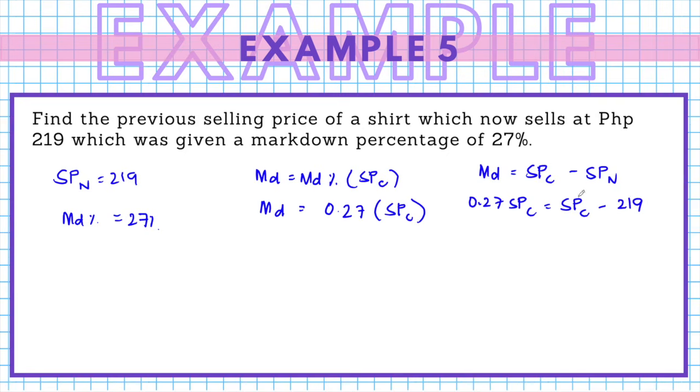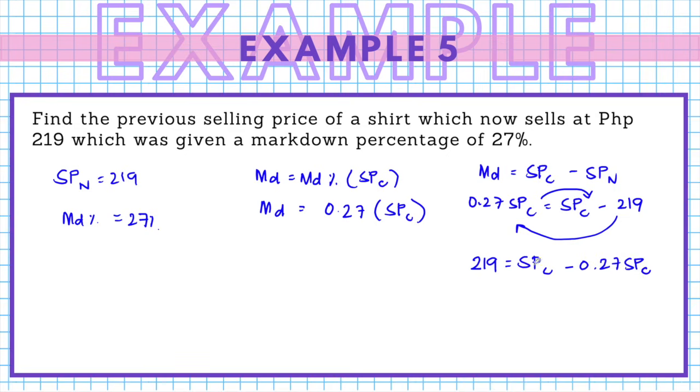Now, combining like terms, which we have here the same variables, we transpose 219 to the other side of the equation, as well as 0.27 SPC to the other side of the equation. We have 219 is equal to the current selling price minus 0.27 multiplied with the current selling price.